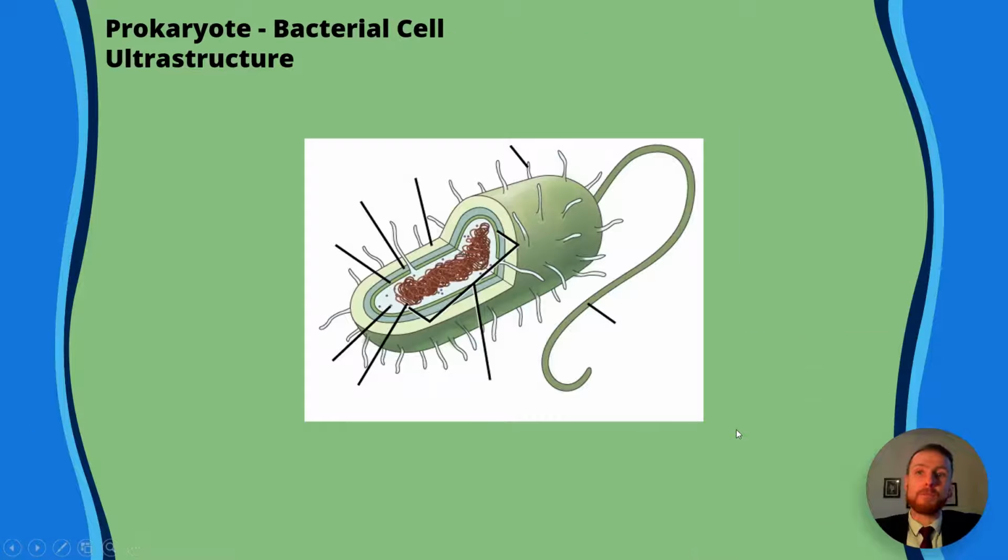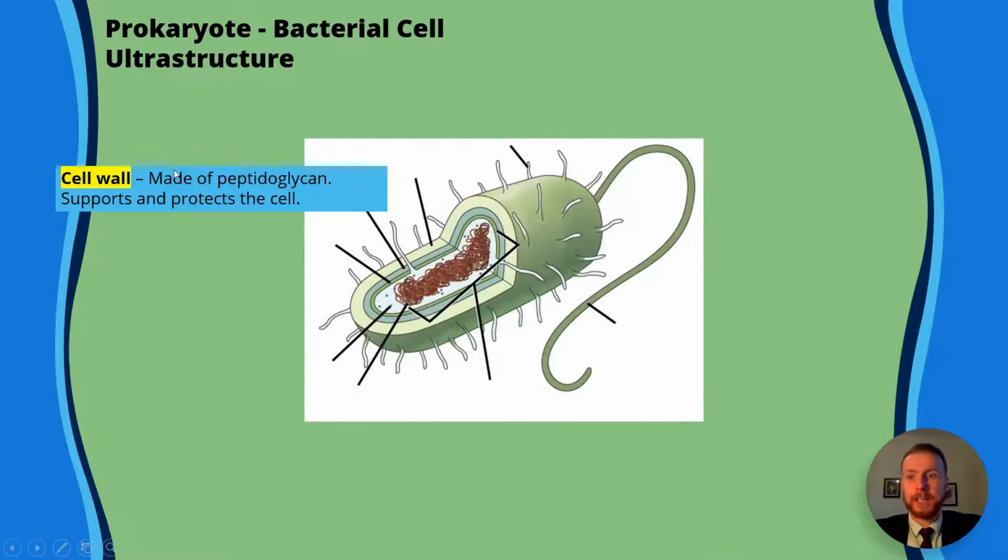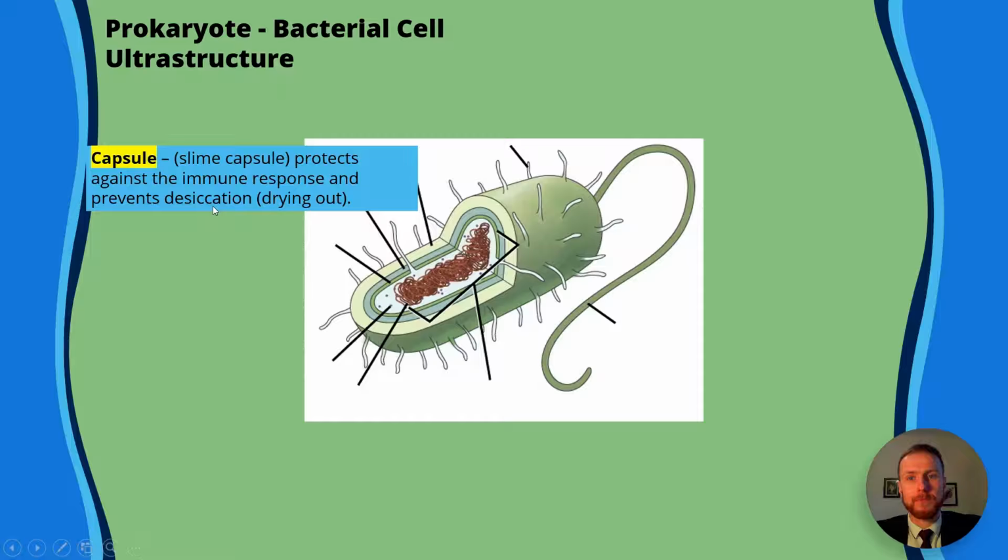Now, next of all, prokaryotic cell structure. I've got a bacterium here on the screen for you. Bacteria have a cell wall. Now, that's kind of similar to plant cells, but their cell wall is soft. That's because it's made of a peptidoglycan rather than cellulose. But the role here is still to support and protect the cell.